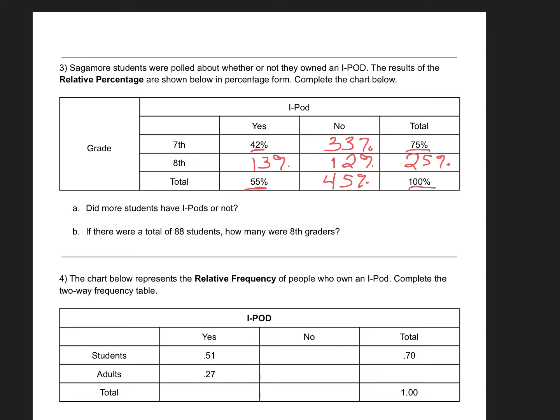So all you're doing is using addition and subtraction to figure out these numbers. So the question asks, did more students have iPods or not have iPods? So I see 55% had iPods, 45% did not. So more students have iPods.